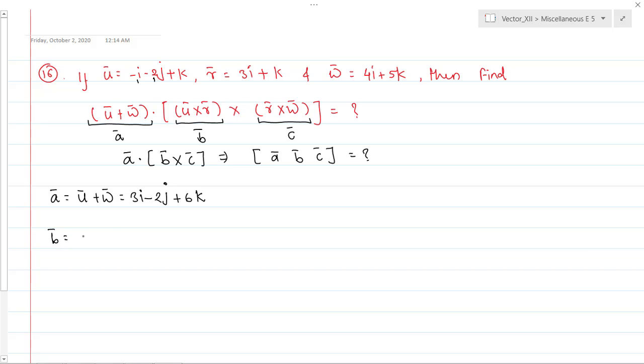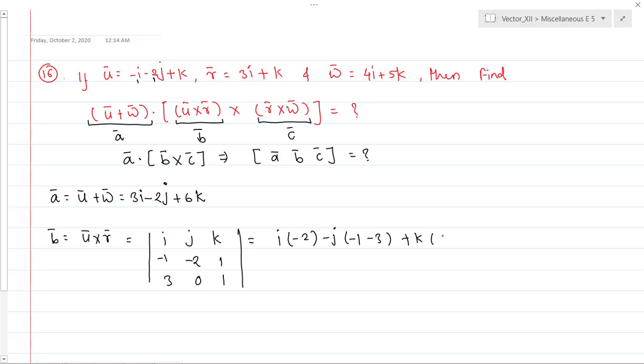Then b bar is nothing but u bar cross r bar, and we know that the cross product is given as the determinant of i, j, k. The coefficients of u are minus 1, minus 2 and 1, and the r coefficients are 3, 0, 1. Let's solve the determinant. So i into minus 2, minus j in bracket minus 1 minus 3, and plus k in bracket, it's plus 6. So this is minus 2i plus 4j plus 6k. This is b bar, which is u bar cross r bar.